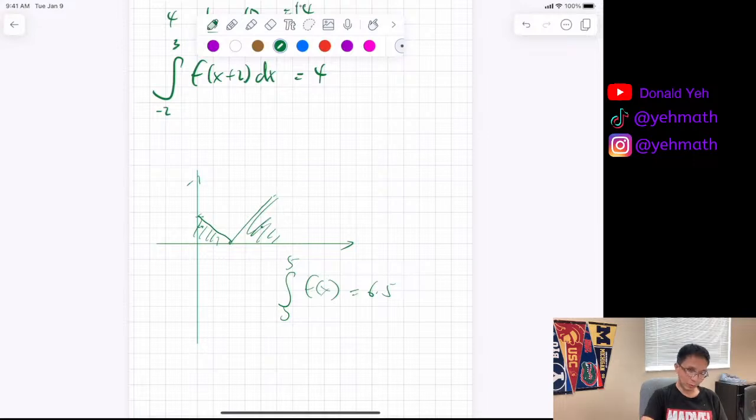Now, what happened is they say f of x plus 2. That means the graph is shifting to the left 2 units. But the problem is the boundary is also shifted as well. So this red area is the same as the green area. It just shifted. The boundary is shifted, everything is shifted, the graph is shifted. So it's exactly the same area as before.